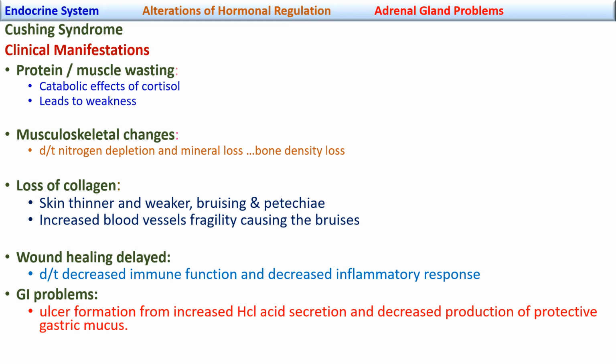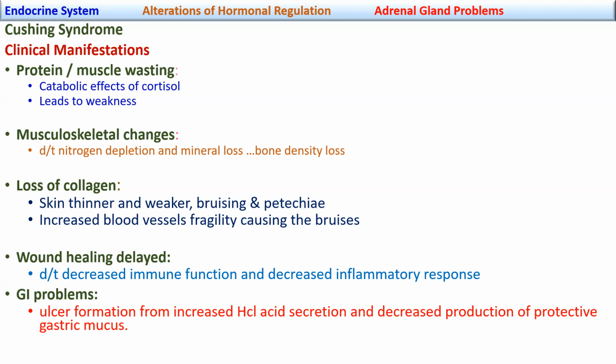Now, the protein muscle wasting. As we have seen from that figure, the patients have a protruded abdomen and trunk, with fat deposition in the trunk area, and thin extremities. So there is a catabolic effect of cortisol, this protein muscle wasting, due to the catabolism from the high cortisol level, which leads to weakness, and also an increase in the breakdown of tissue protein and increase in urine nitrogen excretion.